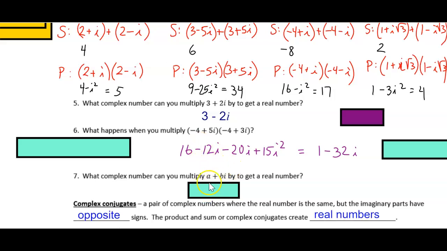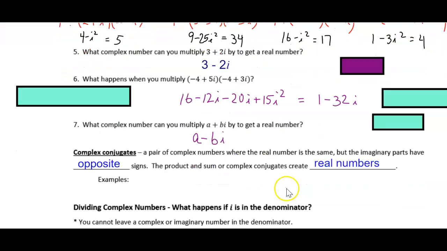Well, the middle sign has to change. So I'm going to keep the a and the b, but I have to make it a minus. Anytime I need a complex conjugate, all I do is change the middle sign. All right, so as the complex conjugate definition goes, the imaginary parts have opposite signs. Everything else is the same. The product and the sum will create real numbers. You can go ahead and write down a couple of examples. Try to write down one you haven't seen yet.